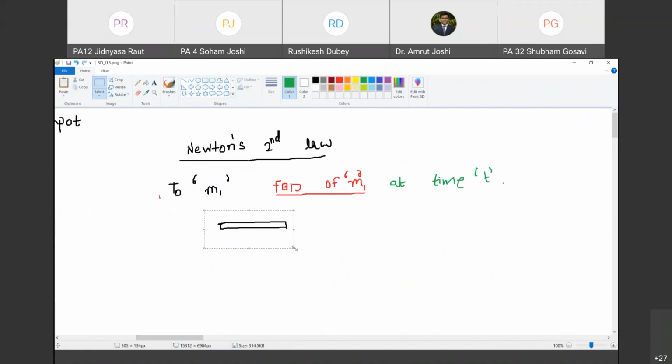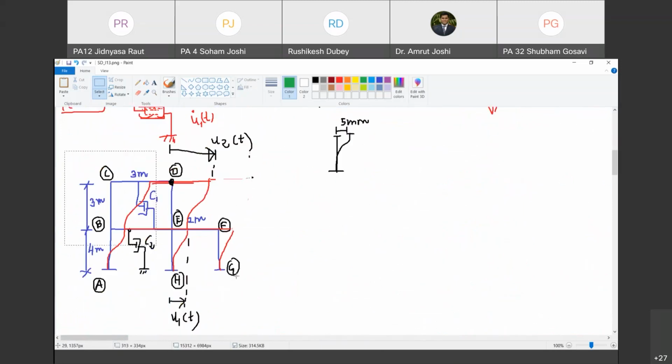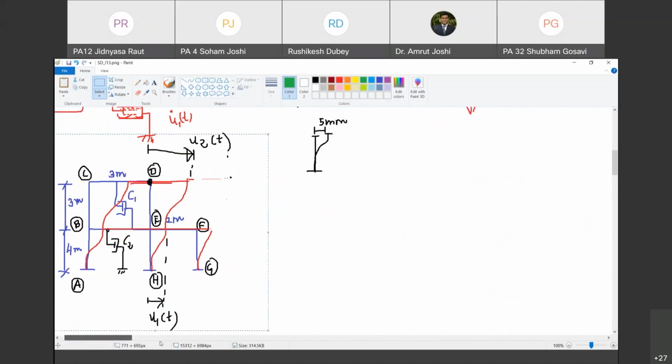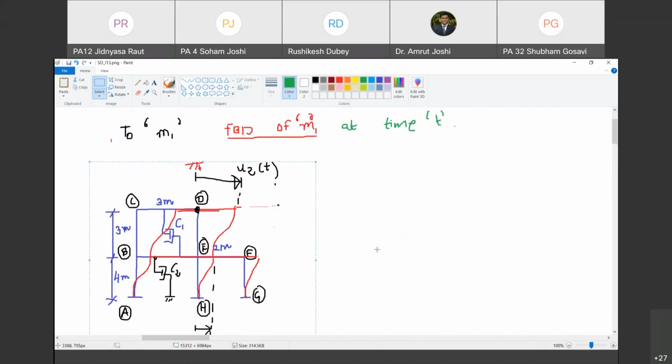Now what I am going to do is, at time t, let me say that this is the deformed shape. Are you with me? Yes, sir. So at time t, this is the deformed shape that I am drawing. And I am going to draw the free body diagram of which mass? This one, M1. Are you with me? Yes. We are drawing the free body diagram of this mass. This is m1. So I have freed the mass from all external agencies.